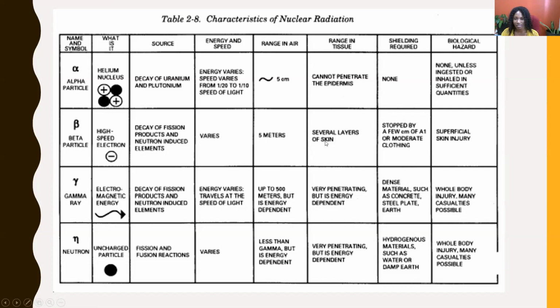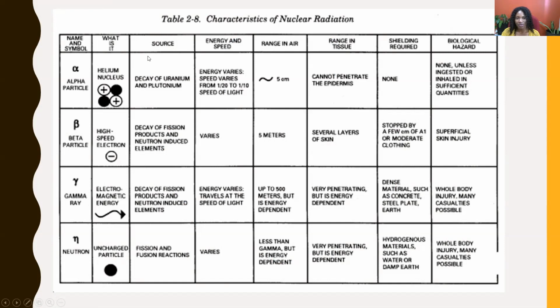So your first layer of skin can actually block the penetration of alpha particles. Now, beta particles can actually penetrate through several layers of your skin, and gamma radiation is very penetrating, but it is dependent upon the amount of energy that it starts off with. So the further you are away from gamma radiation, the safer you are. But if you do come in contact with it, then it is very close to being lethal.